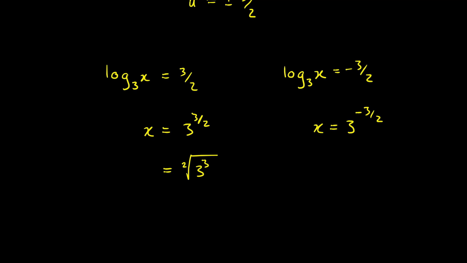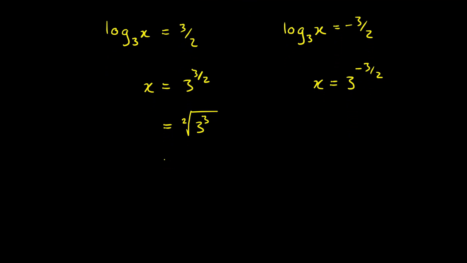So what we've got here is the square root of 3 cubed. Now 3 cubed is 27, so we've got the square root of 27. And 27 is 9 times 3. And so we can simplify that as being 3 root 3. So that may be the form that they want you to give, although that's also an exact answer.